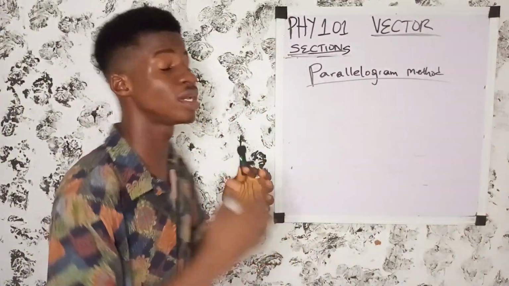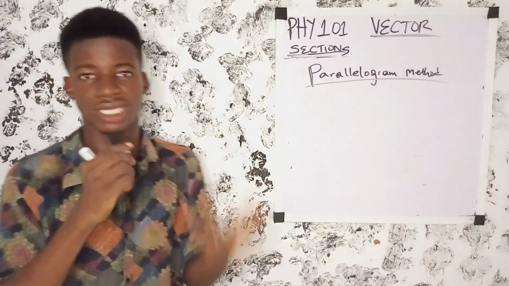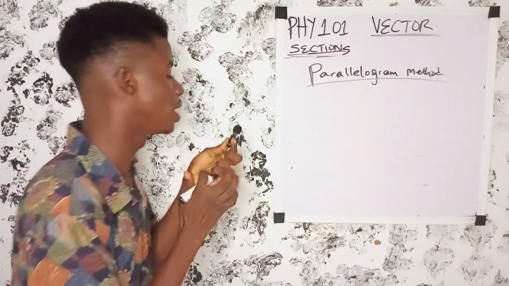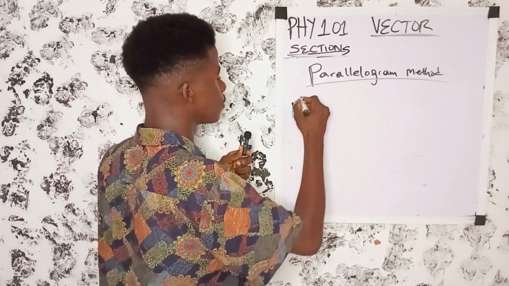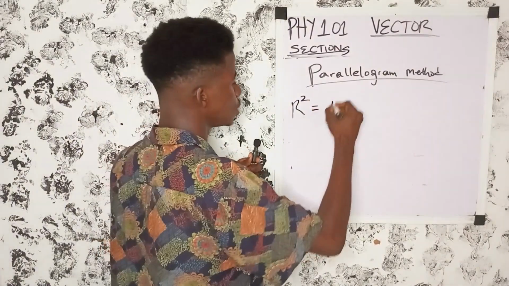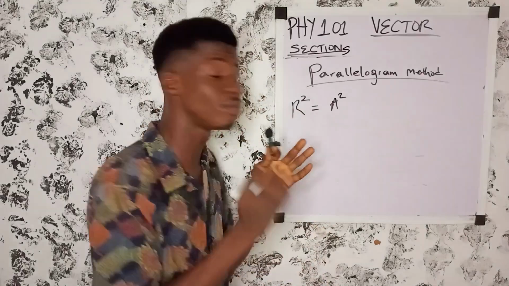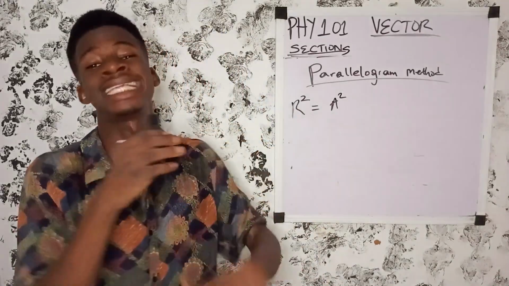Cosine rule is what we can use to calculate the resultant of these vectors that are represented by the sides of a parallelogram. So this is the formula for cosine rule: R square is equal to A square. Now please take notes. There are different formulas, but they are the same thing.